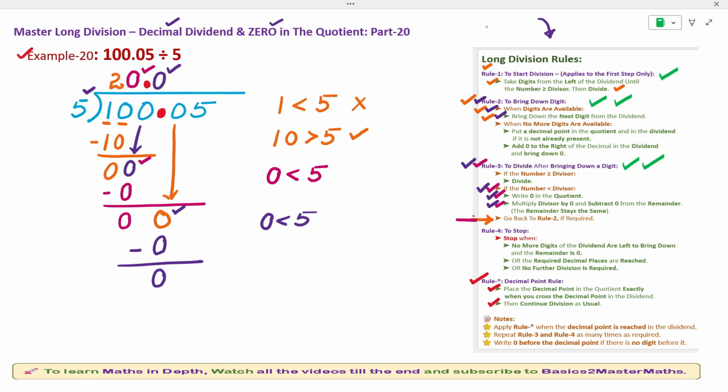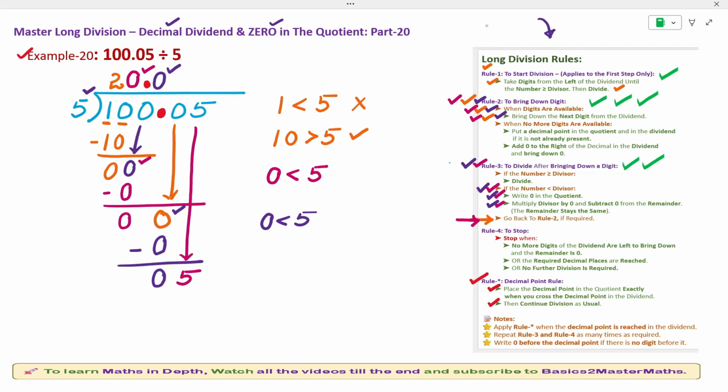So, let us go back and apply rule 2 again. When digits are available, bring down the next digit from the dividend. In this case, since the digit is available, bring down the next digit 5. Now, rule 2 is complete for the third time.